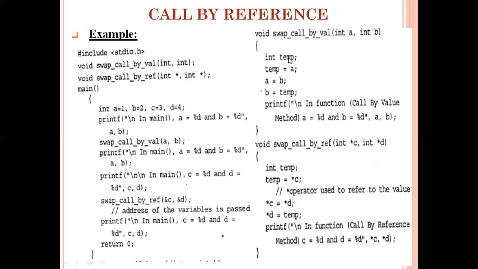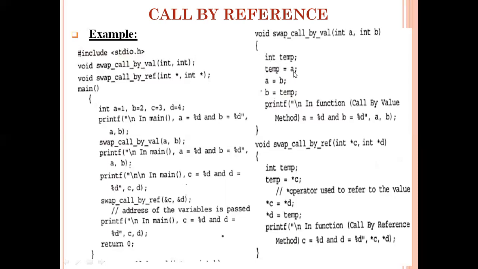Okay, so let us see the definition of the first one, swap call by value. Whenever we say swapping operation, it can be done by executing three statements. In order to swap the values of any two variables, we have to take one more variable, that is a temporary variable. So inside this definition, we declare one more variable, int temp. Already we have taken two variables, two parameters, integer a and integer b. Inside this definition, we take one more variable, temporary.